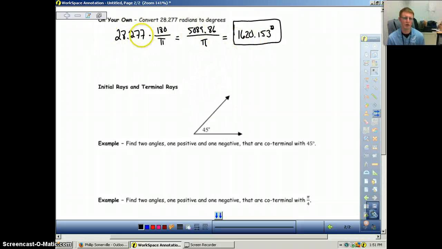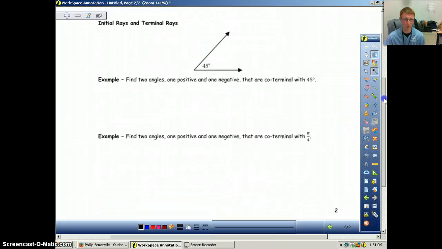But again, all we did was use the 180 over pi formula because we were going from radians to degrees. So we ended up dividing by pi and got a decimal here. Okay, so moving on to the next thing. This is the last thing we're going to cover. This is really easy if you start to understand this concept.